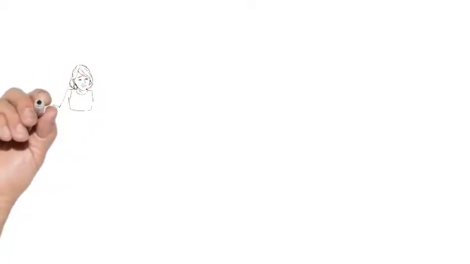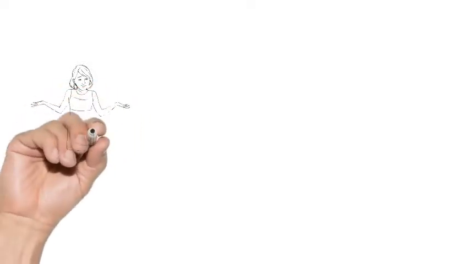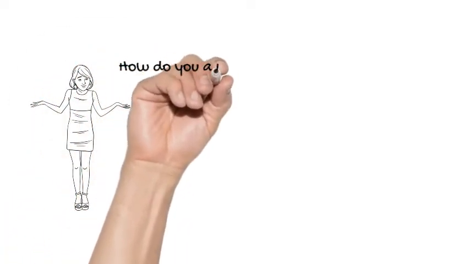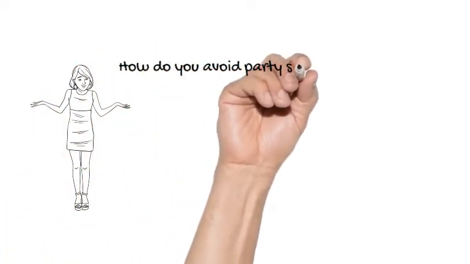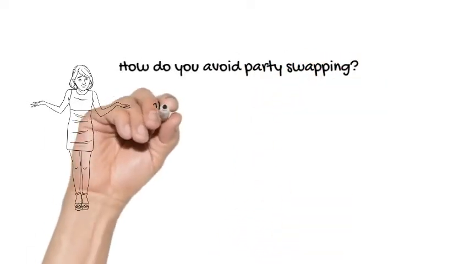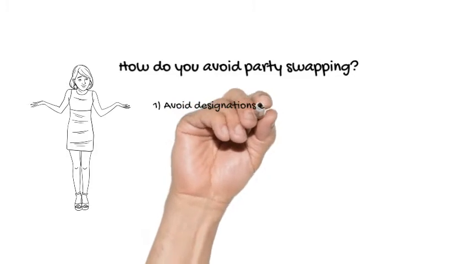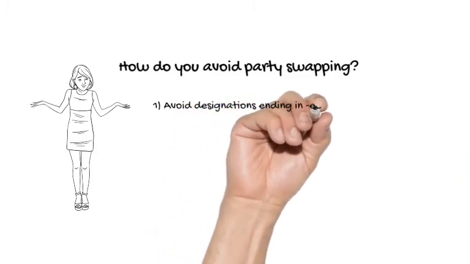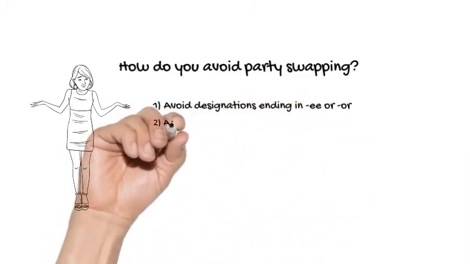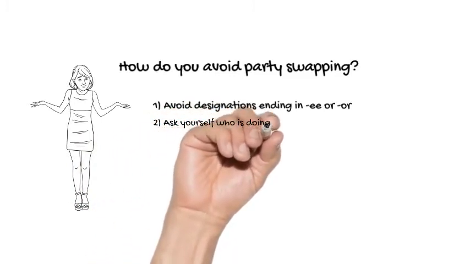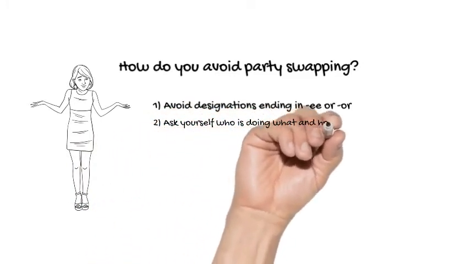Party swapping is a very common error in contract translation, and there are at least two things you can do to avoid it. First, you can avoid designations ending in E or OR, so you can replace vendor and vendee with seller or buyer, or replace lessor and lessee with landlord and tenant. You get the idea. Another thing you can do when proofreading is to ask yourself for each particular provision that you're reading, who is doing what and how, and that will help you identify cases of party swapping in your translations.